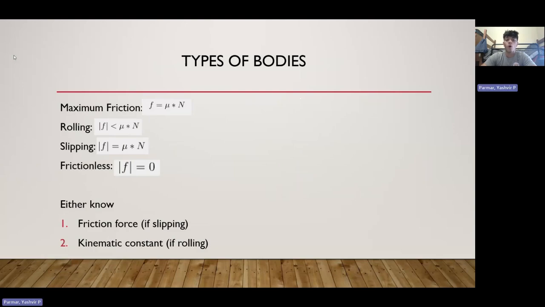Slipping friction will always invoke the maximum friction equation, like I said earlier, which is friction equals coefficient of friction times normal force. And if we have a frictionless surface, there's no friction, meaning the friction force will be zero. In these kinds of problems, you will either know the friction force if the body is slipping or the kinematic constant if the body is rolling.